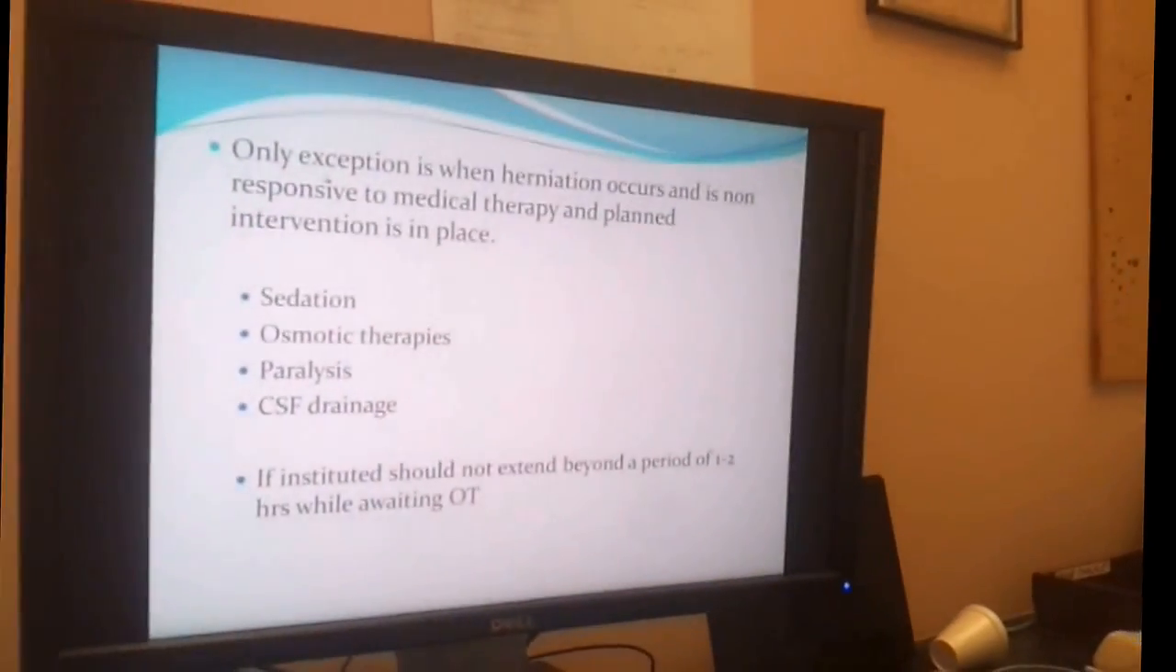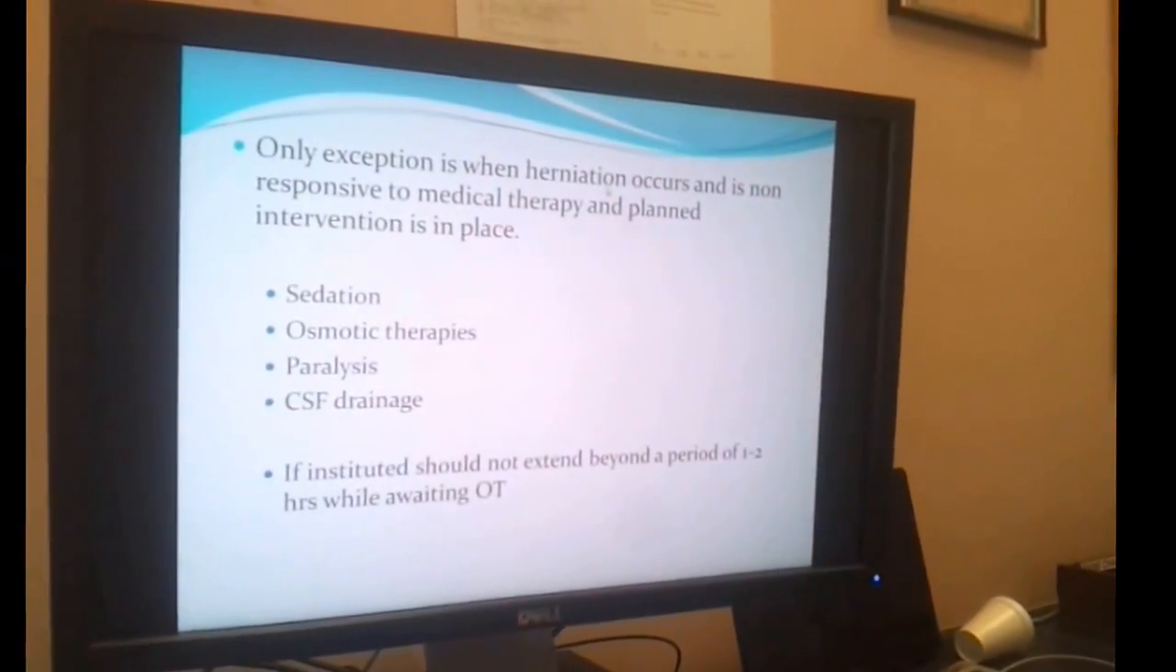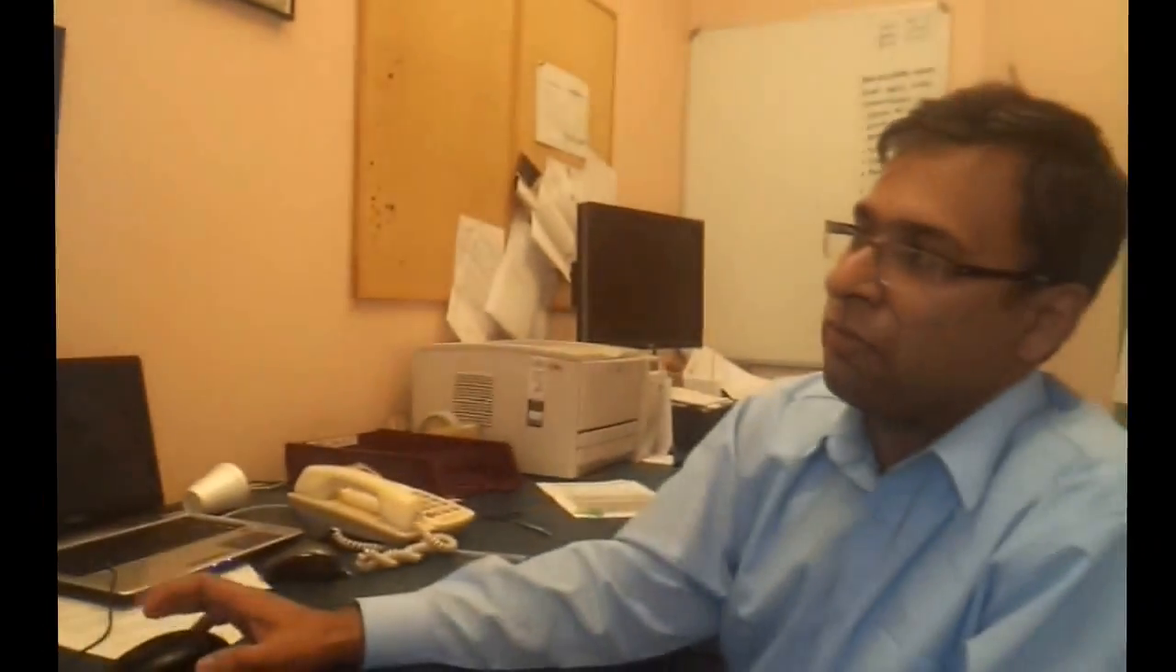Okay. The only exception is when you think that someone is herniating and you are going to theatre and you think that it will be only for a very short time. This is already accepting that you have sedated them, you have used your osmotic therapies, the patient is paralyzed on cisatracurium infusion or rocuronium infusion if you like, and you're doing a planned CSF drainage. Hyperventilate them by all means.